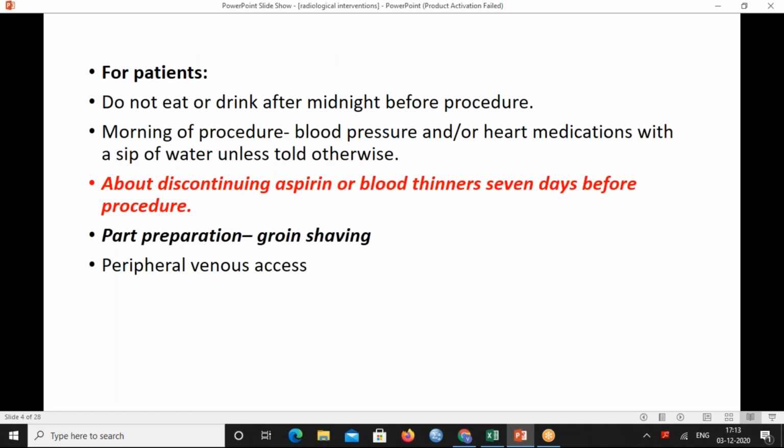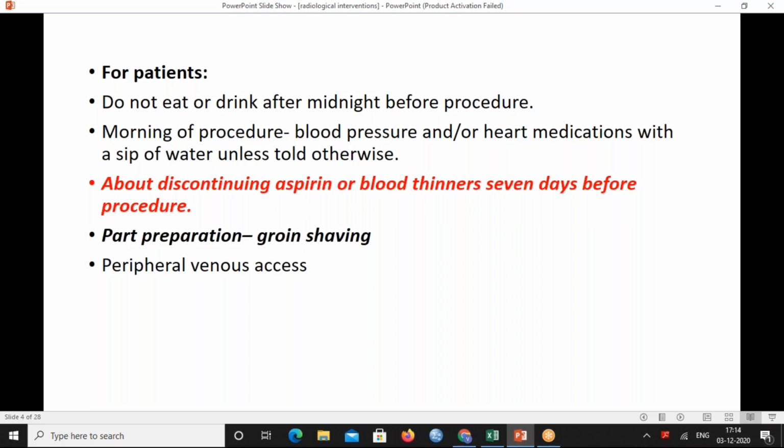And for the patient, there should be a specific clear-cut instruction that he or she should not eat or drink after midnight. But this is not a universal statement. Any patient who is taking an antihypertensive in the morning is allowed to take it in the morning with a sip of water, but nothing solid is to be taken.